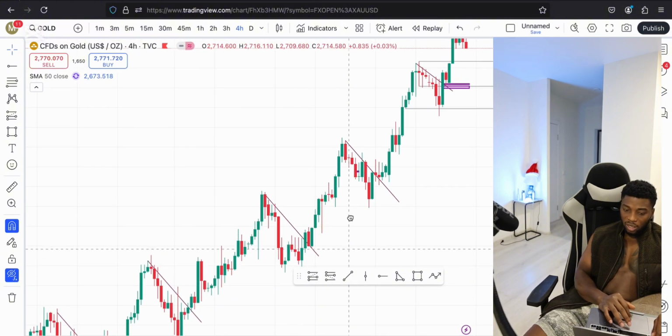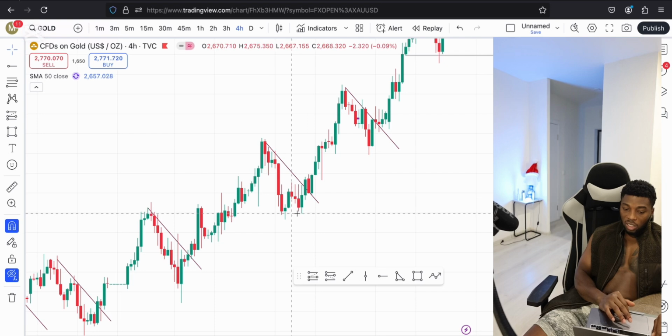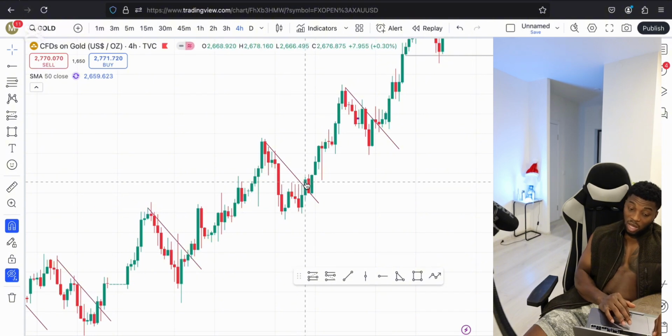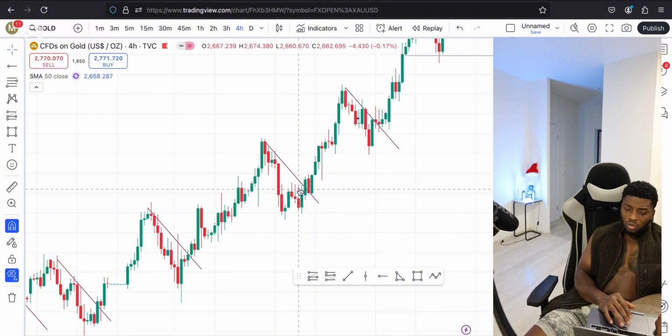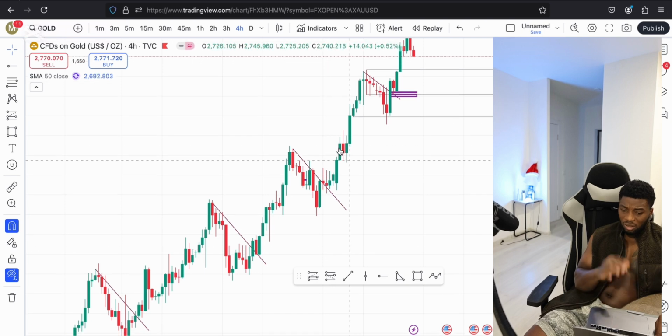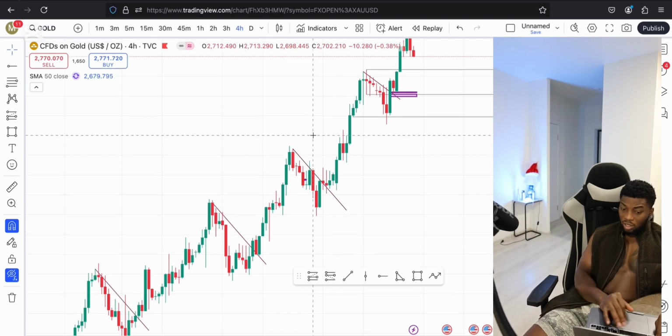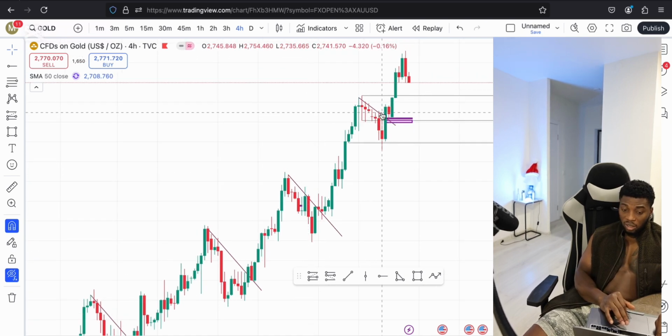I tend to get in somewhere around here just to be in the trade as early as possible, which is actually not a good idea. It's better to be in the trade when there's buy momentum, and you avoid some unnecessary losses. I'll explain it later here.